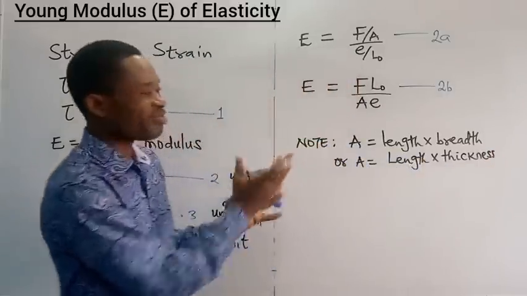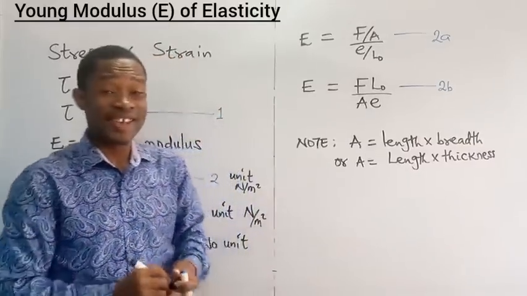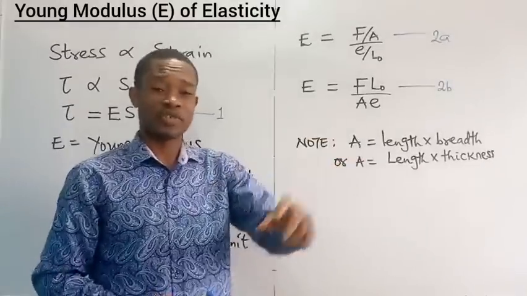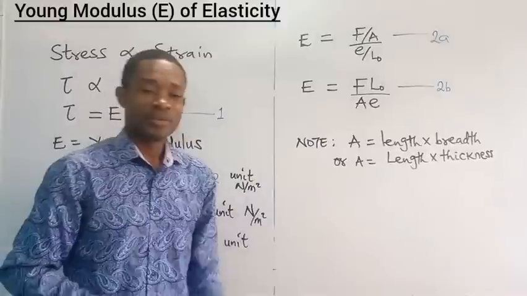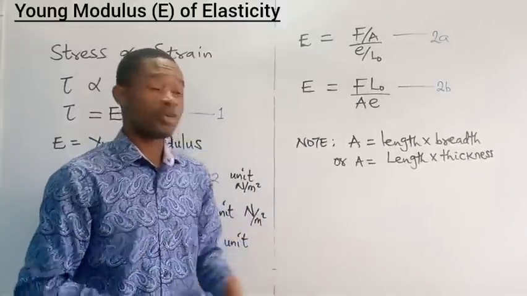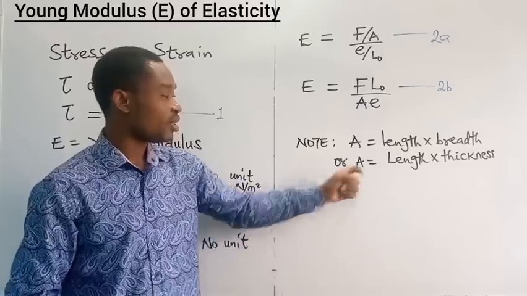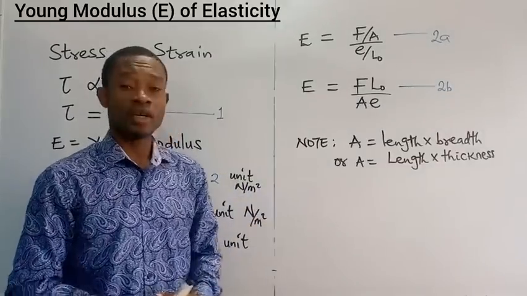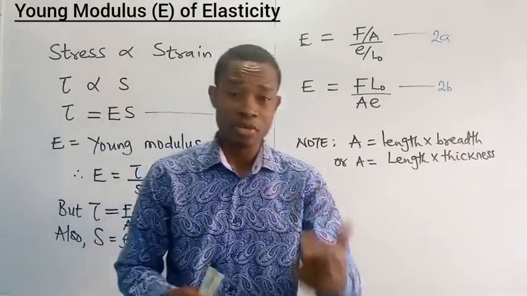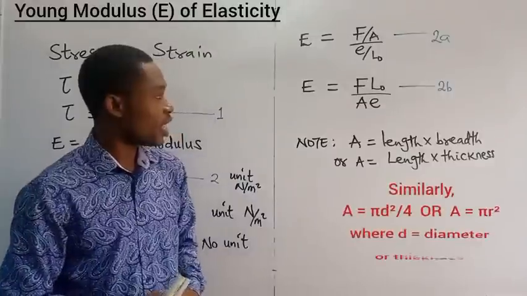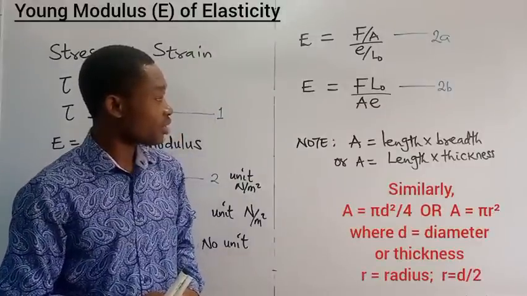So usually, if questions are given, sometimes the cross-sectional area is not given straightforward. You can be given the length and the breadth of the material, or the length and the thickness of the material. Once you know the length and the thickness, you can determine the area of that material, so that you use it to solve any problem you are asked, as the case might be.